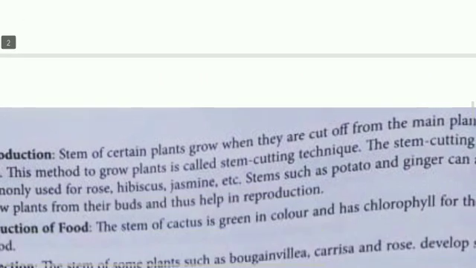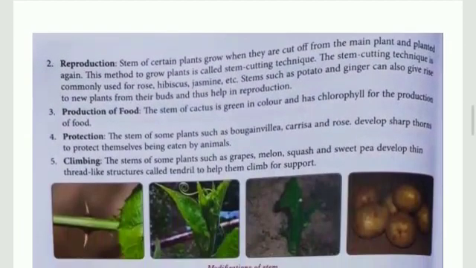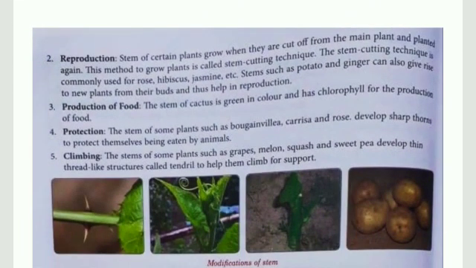Next is reproduction. The best example you can say is rose. We cut a rose plant and plant it in another pot, and after some time we see that the cutting develops into a newly grown plant. You must have seen it at your home. So the second point is reproduction. Some modification occurs for reproduction.